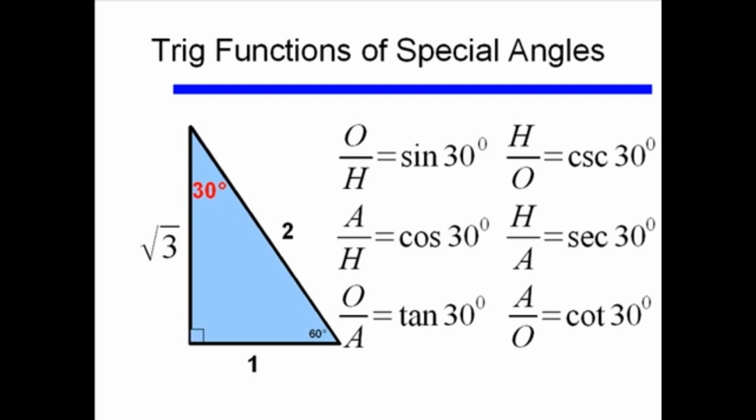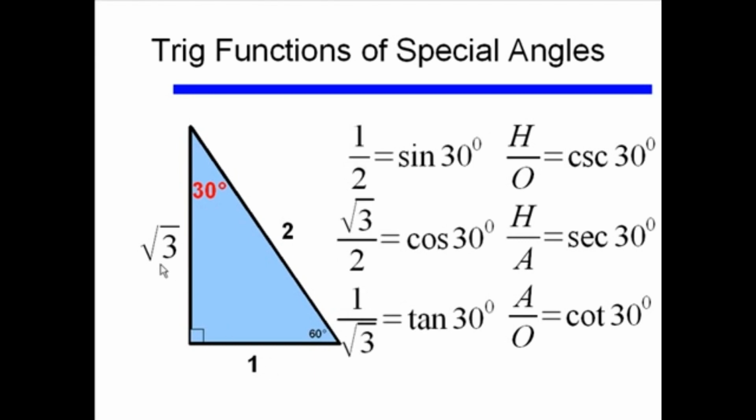Looking at 30 degrees, we can see that our opposite and adjacent sides are now going to be different. The side opposite 30 degrees is now 1, and the side adjacent to 30 degrees is square root of 3. So that's going to change our sine, cosine, tangent functions, as well as the other 3. The sine is opposite over hypotenuse, or 1 over 2. The cosine of 30 degrees will be now square root of 3 over 2, and the tangent of 30 degrees will be 1 over square root of 3.